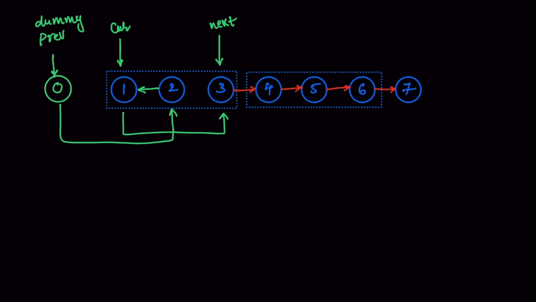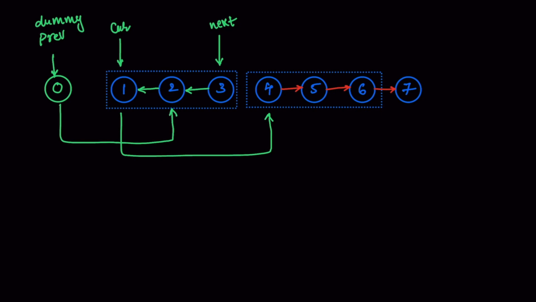So first, current.next is equal to next.next. So this connection is gone and even this connection is gone, and this connection is formed. Next step is next.next is equal to prev.next. So the connection between linked list node 3 and linked list node 2 is formed.